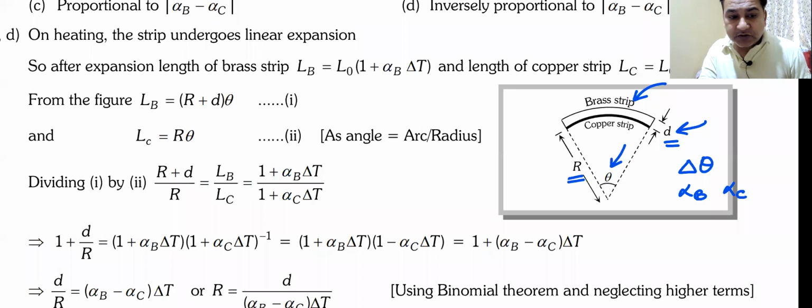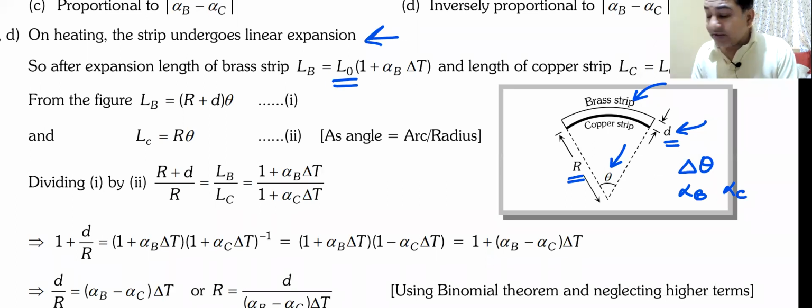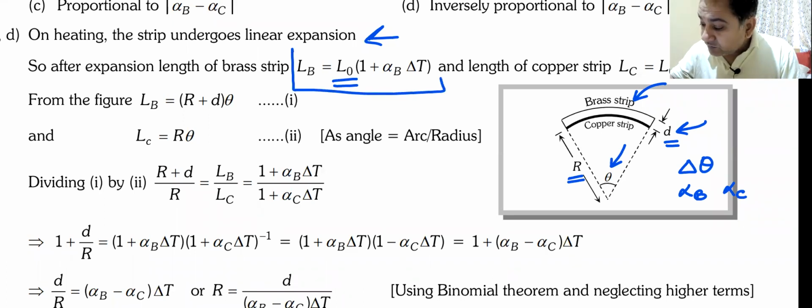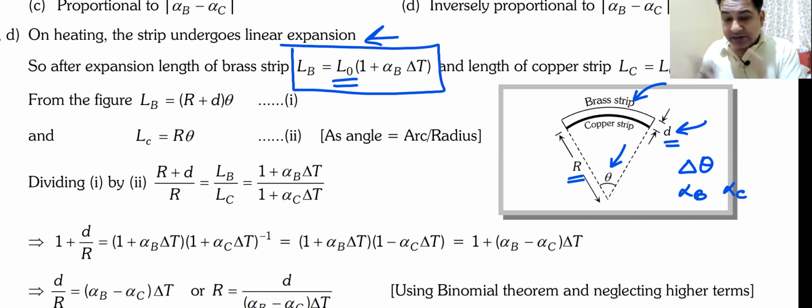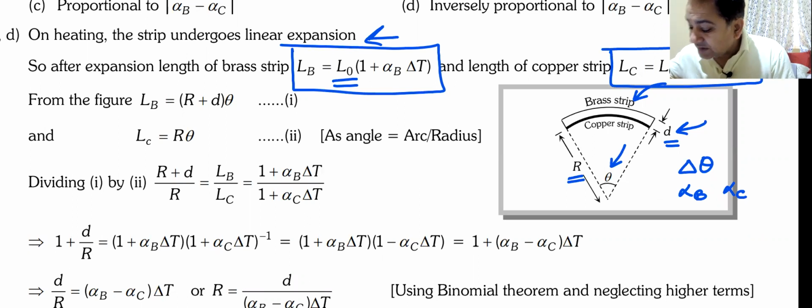Now, how do you go about solving this? I'll just go through this. On heating, this will undergo linear expansion. We all understand this. L0 is the original length. Yes or no? Yes, sir. So the length of the brass, please keep on noting, drawing the diagram and keeping on it. Length of brass becomes L0 into 1 plus alpha into delta theta, and length of copper becomes this thing. We understand this? Yes, sir.